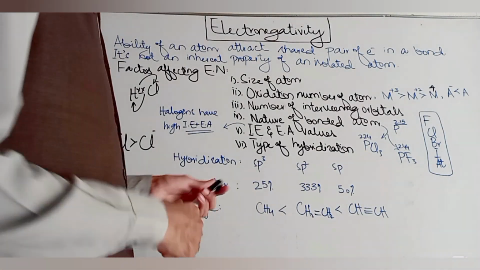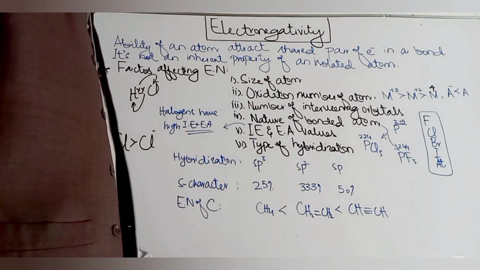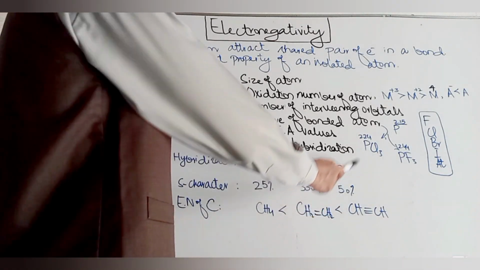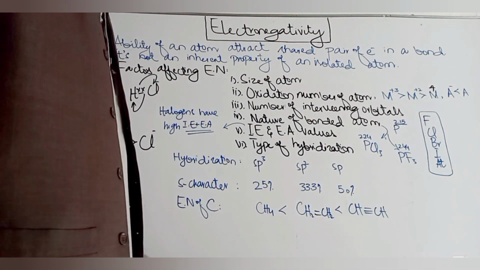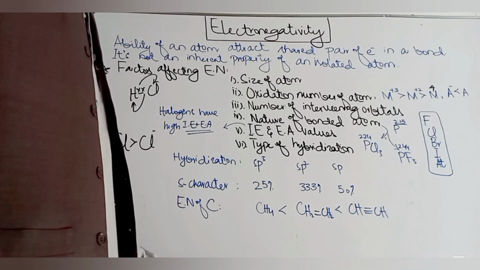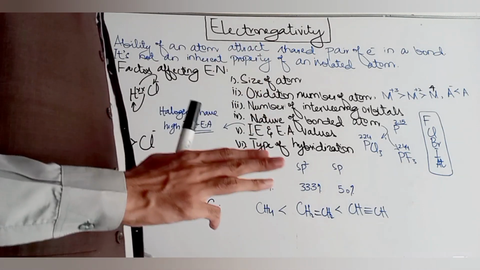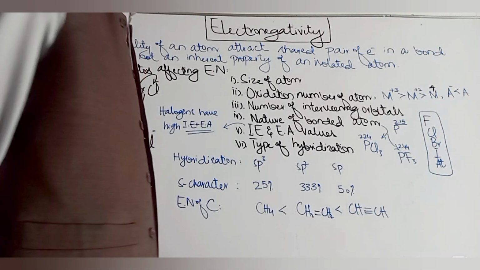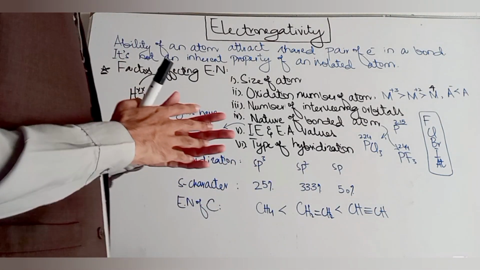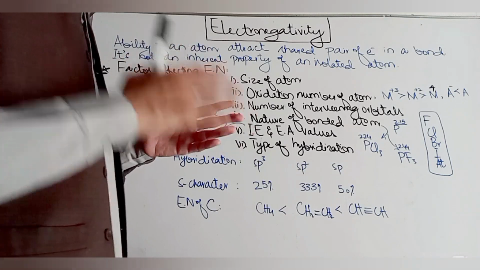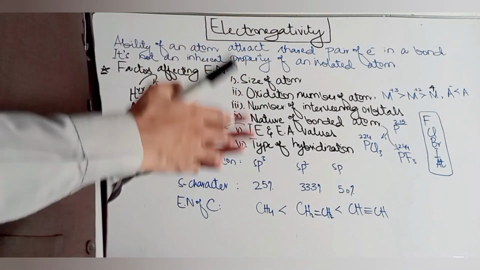But if we talk about particular molecules, where phosphorus is connected to 3 Cl atoms, the electronegativity of phosphorus in this molecule is 2.24. And if phosphorus is connected to 3 fluorine atoms, the electronegativity of phosphorus is 2.44. So you can see that the electronegativity of phosphorus is changing in each and every molecule.